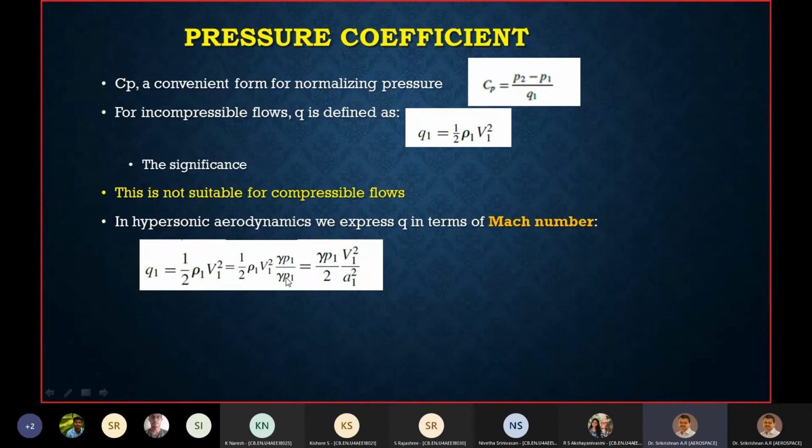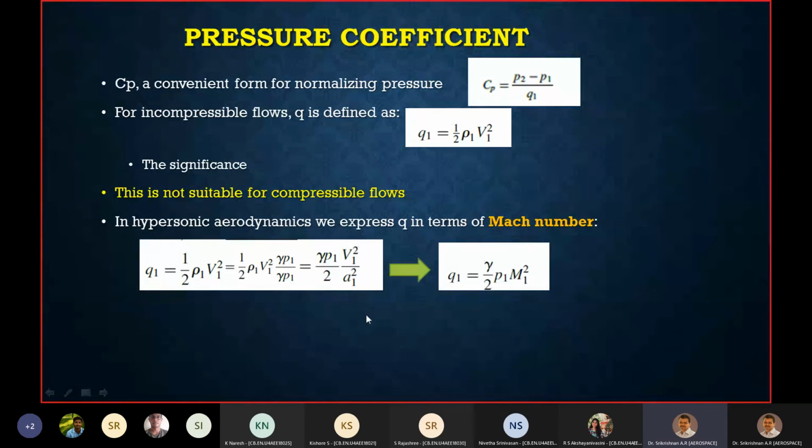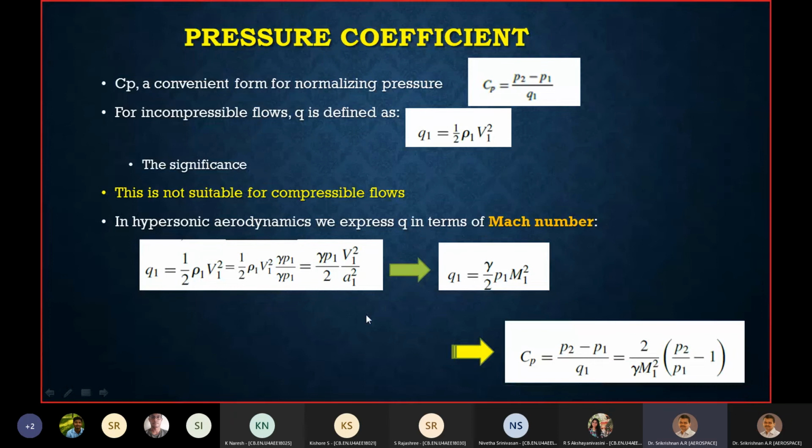So the reason that we transform it like this is because we can now write that in terms of V1 squared by A1 squared, which is nothing but Mach number square. V1 by A1 is M1. So this gives us Q1 is equal to gamma by 2 P1 M1 square, which eventually gives CP is equal to P2 minus P1 divided by Q1, which is equal to 2 by gamma M1 square times P2 by P1.